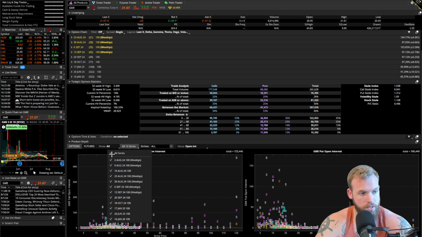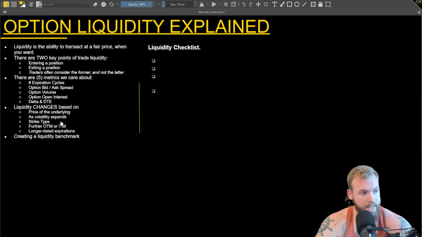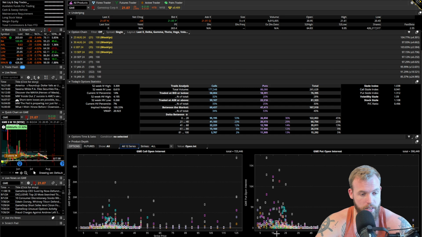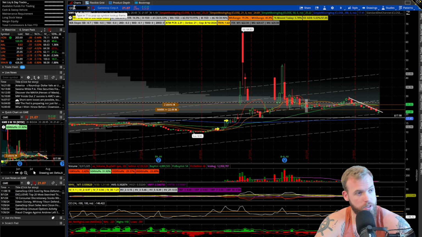And this is standard. This is not unique to GameStop. This is very, very common for pretty much any other product that you'll find. So we now know that as you go further out of the money or in the money, and if you're using longer dated expirations, you're going to see less liquidity. So then how does volatility impact it? Very simply, as volatility expands, bid-ask spreads widen.